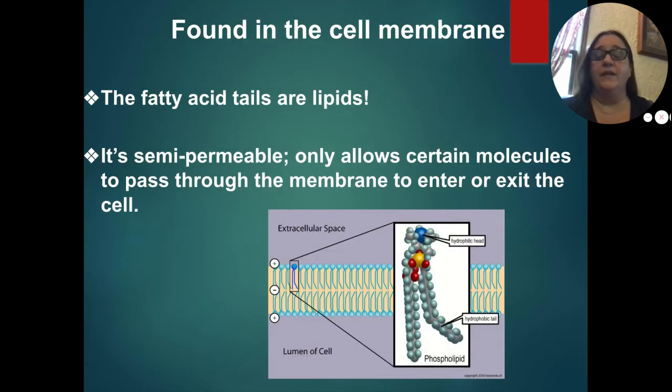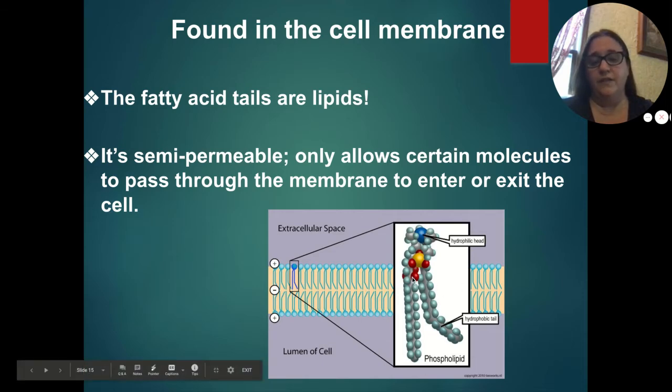And one of the biggest things is that all of your cells have a cell membrane. Okay, we talked about all living things are made of cells in Unit 1. Well, all of our cells have a cell membrane. And that cell membrane is made up of a phospholipid. This is what that looks like.